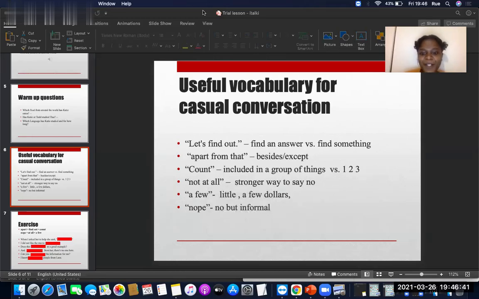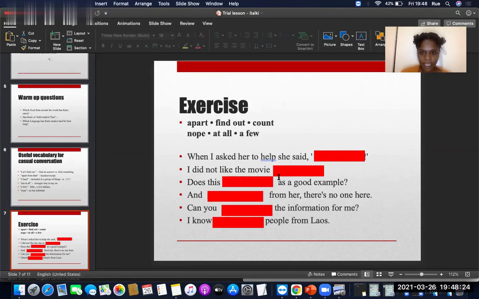Exactly. All right. So yeah, we just want to again just point out that count has two meanings. So whether something is included in a group of things. So do sneakers count as shoes or something like that versus 1, 2, 3 counting, right? And then what about not at all?